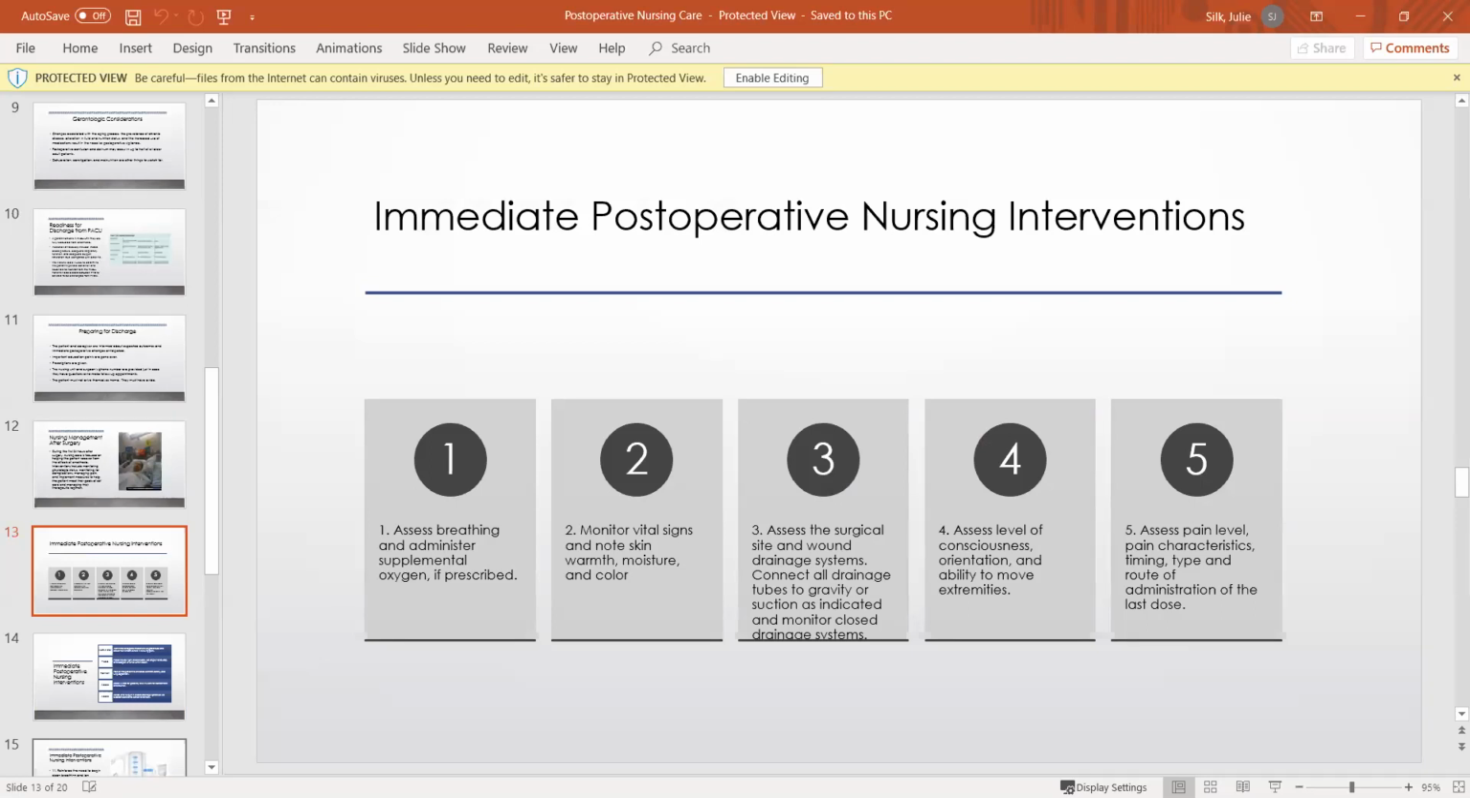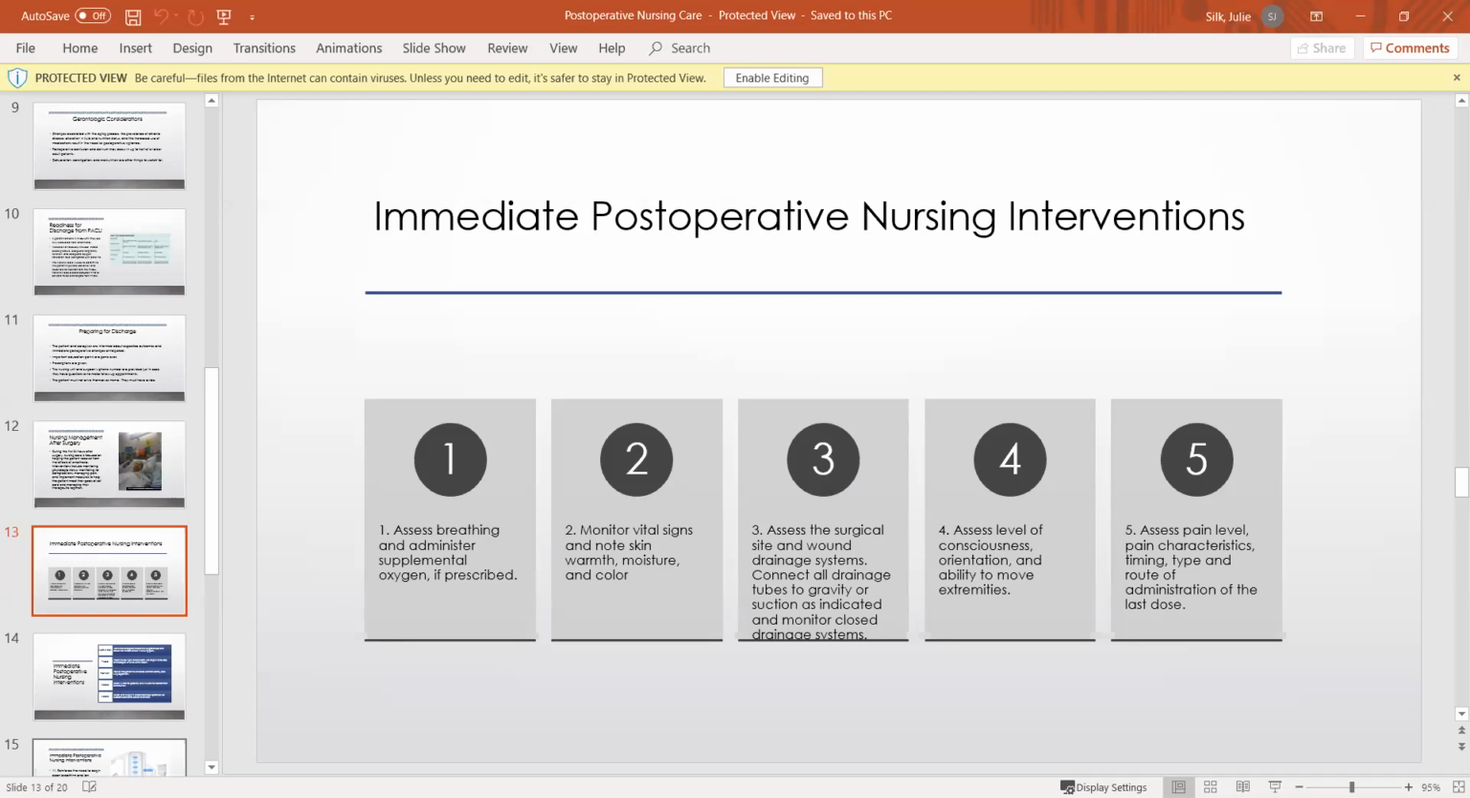So once the patient starts to recover from the anesthesia, the focus of care shifts to regaining independence with self-care and preparing for discharge. So again, we want to get this patient back to normal. So we want to encourage them to do things for themselves as much as possible.